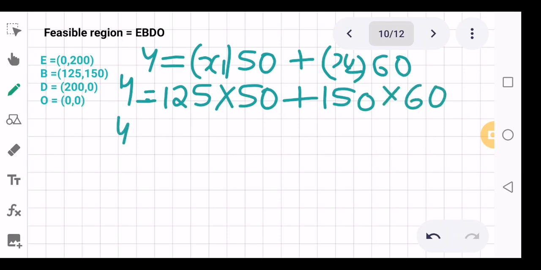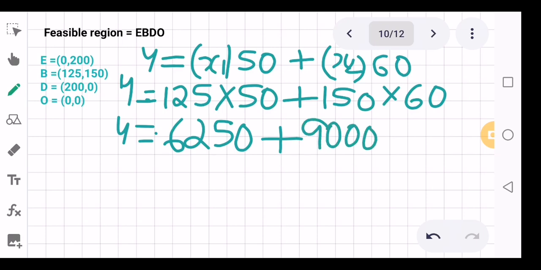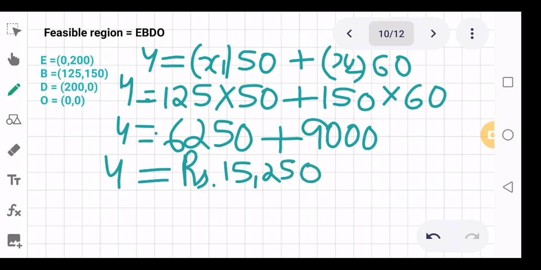So your y will be equal to, we will just solve this. 125 into 50 is 6250, can use a calculator for this. And the second one is 150 into 60, that is 9000. Your total y will be equal to 9000 plus 6250, which is equal to 15,250. This will be your answer, 15,250. This is your maximum profit. Okay, this is the solution for this.